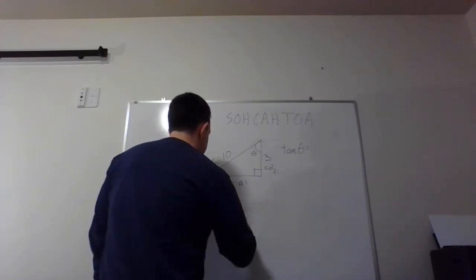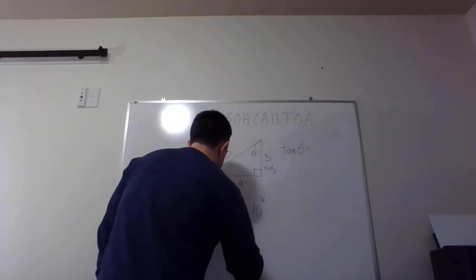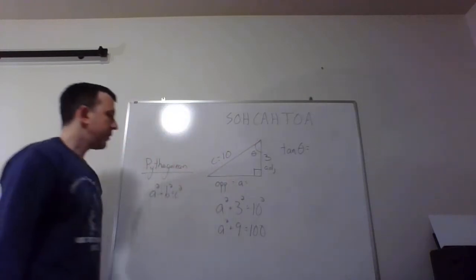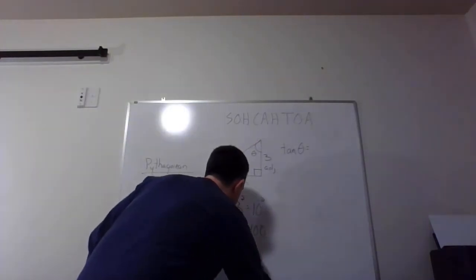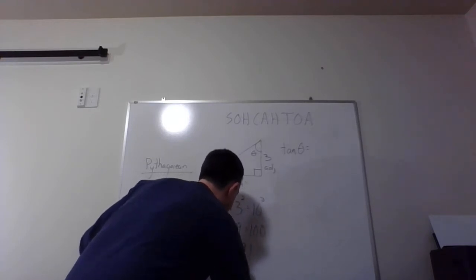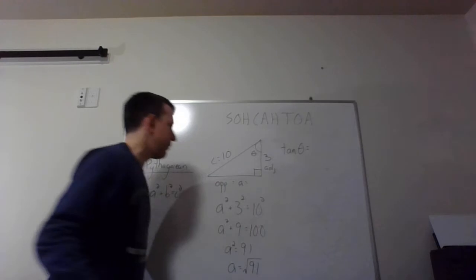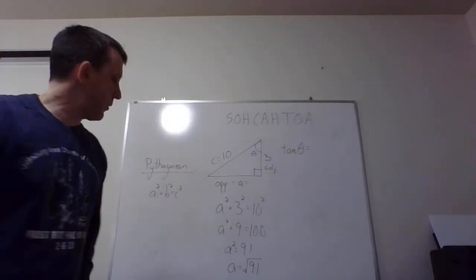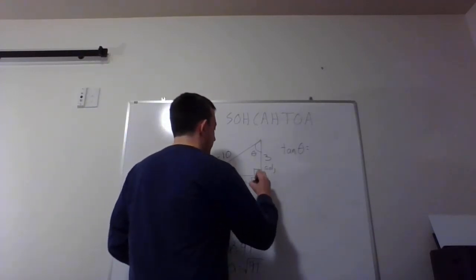So we know that a squared plus 3 squared has to equal 10 squared. So that's a squared plus 9 is equal to 100. I'm just plugging in the numbers. I'm going to subtract 9. Oh, sorry, a squared is 91, which makes a the really revolting square root of 91. So we have our square root, and unfortunately that's what my side is here. It's the square root of 91.